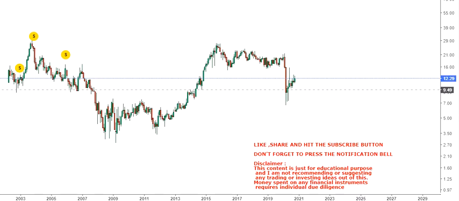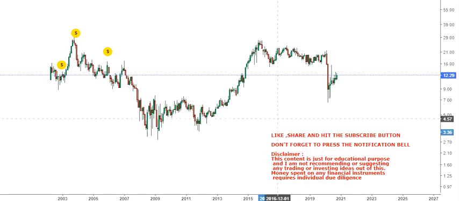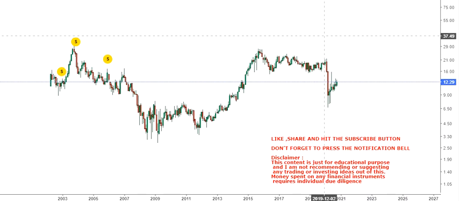Friends, in this video we are going to discuss JetBlue Airways, and this is the long-term chart for this particular script. And let me tell you, though it's an airline stock, the trend is very simple. We are going to discuss that and the levels which are important to look at.